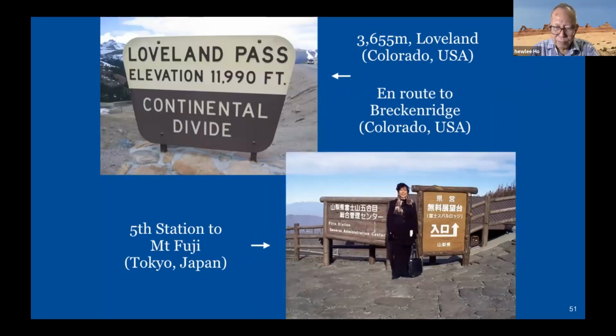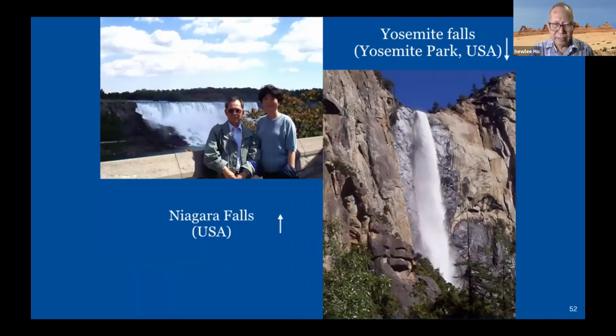These are some of the pictures that we took in Japan, the fifth station, Fuji Mountain. When you go to Fuji Mountain, you have to go to many stations. So this is, I think, if I'm not wrong, the highest the public can go up on a bus. The other one is on the way to the skiing resort I told you about. That is in Breckenridge, Colorado, USA. Niagara Falls, Yosemite Park. These are all US and Canadian nature scenic spots.